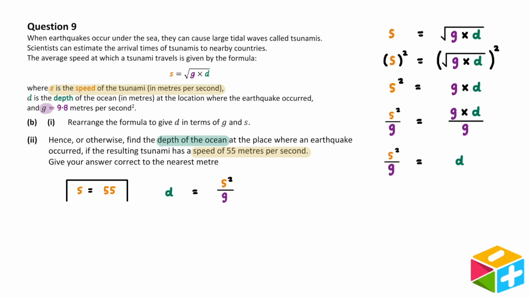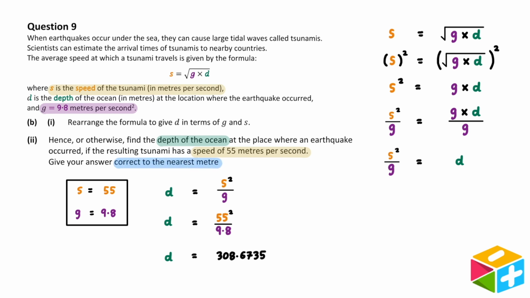G is given to us directly in the question. G is equal to 9.8. Subbing in these values, we get D equal to 55 squared divided by 9.8. Putting this in our calculator gives us 308.6735. We need to give our answer correct to the nearest meter. So rounding this off, we get our final answer that the depth, D, is equal to 309 meters.